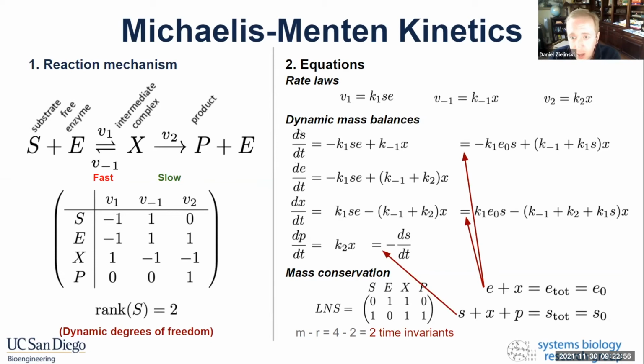So we have our dynamic mass balances on each of our metabolites or each of our species. So we have dS/dt, dE/dt, dX/dt, dP/dt, and then production and consumption of each. We can also define two different mass balances, one on our enzyme. So we have an enzyme total, that is the free enzyme plus this complex enzyme form. So this X is the ES complex, so that's also where a lot of the E is. So they sum together to make E total, which we also call E naught. And then our total substrate is S plus X plus P. That's the S total.